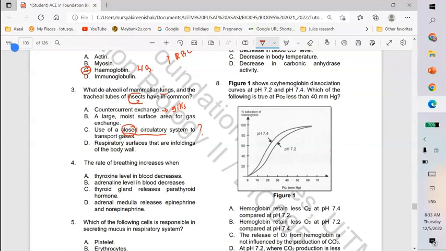Apa persamaan antara semua respiratory surface, tak kisahlah ada gills ke, tracheal tubes of insects ke, lungs ke, skin ke, what is the characteristics of all these respiratory surfaces? They must be apa?